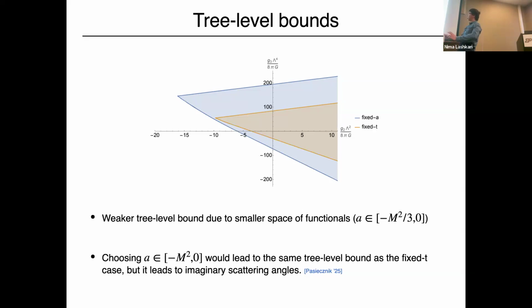So numerically, it's kind of clear why it's weaker, but physically, it's not so clear. But recently there's some work that shows if you force your value of A to go all the way up to m squared, all the way to the EFT cutoff, you indeed get the same bounds. But in order to do that, you need to allow your scattering angle to be imaginary.